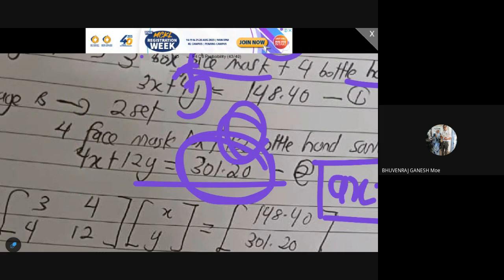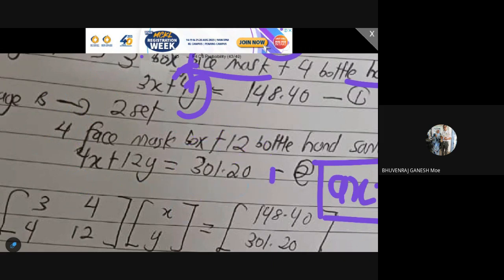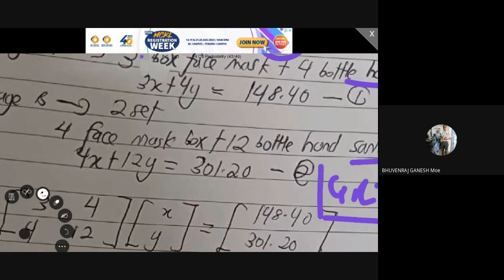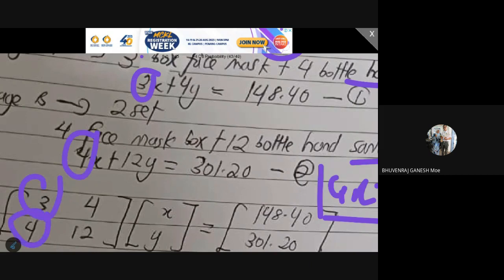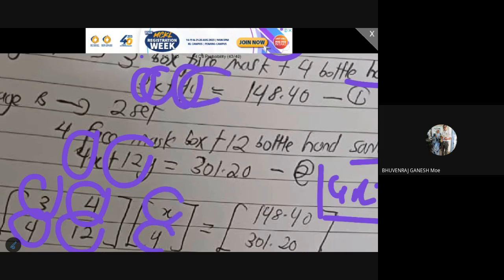So you see how I masuk the values. Macam mana saya gantikan semua nilai kat sini. 3, 4. 3, 4. 4, 12. 4, 12. Tengok, saya gantikan macam tu saja. Vertically. Just substitute vertically. Tak perlu tukar kedudukan pun. Then tengok, x, y. x, y. Okay, substitute vertically.